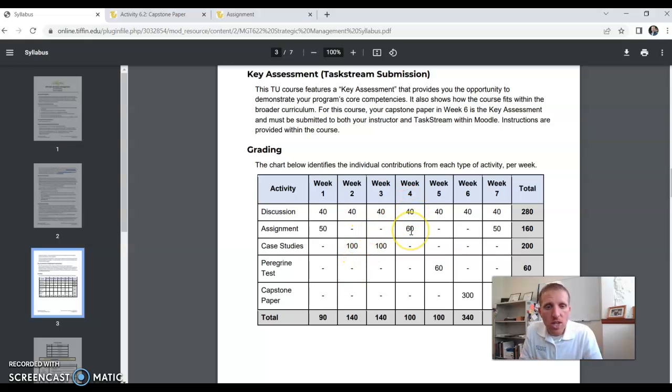Week 4, you can see we have the discussion as well as the assignment that we just talked about here in week 4. As we look to next week, week 5, we have some discussion. We also have the Peregrine test. Okay, this is the field of study test.